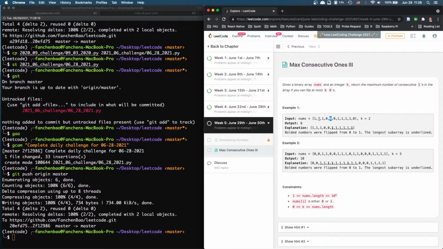So if I read through, we have at most 2 flips. Let's think, how can we use recursion to do this? Basically, recursion means I can flip, or I don't flip.